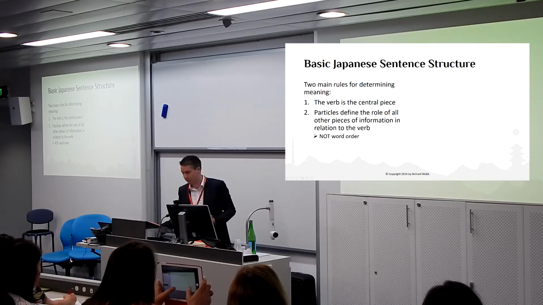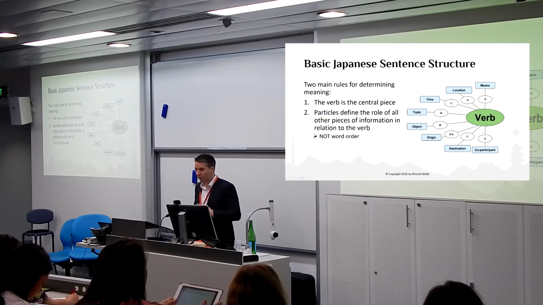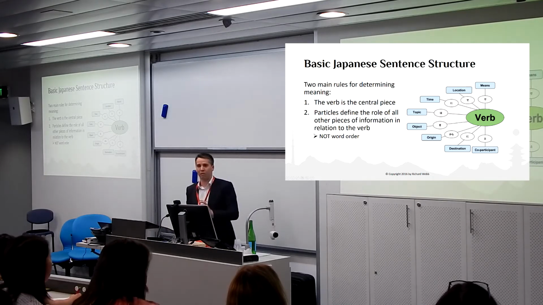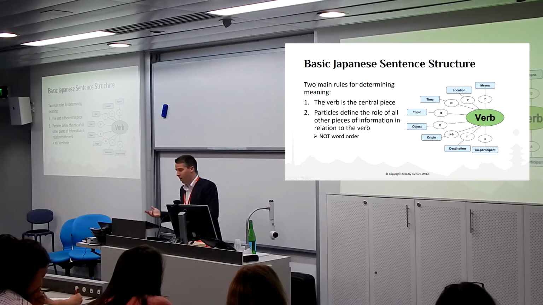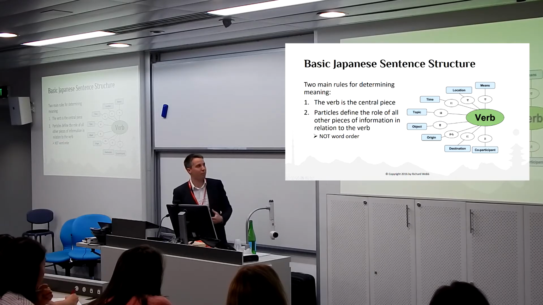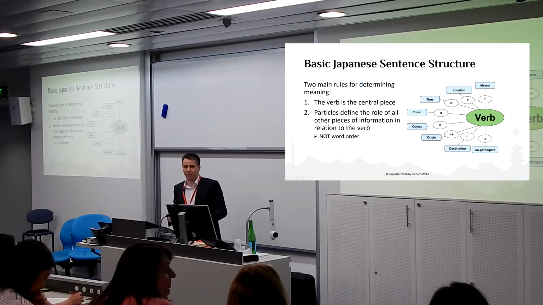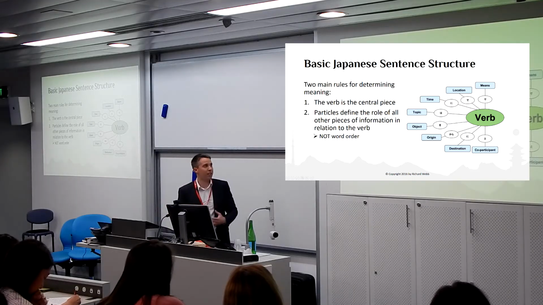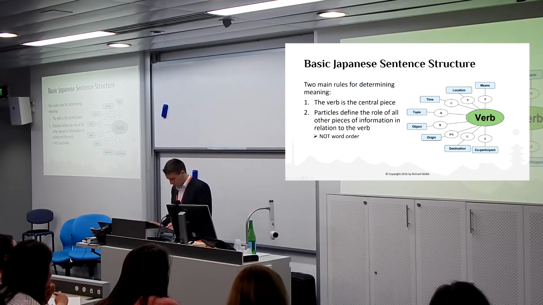So it looks kind of like something like this. You have this verb, and then everything connects to that verb somehow via a particle. Now, there are other things, and I'll get to that later, there are other ones that don't require a particle. But for the most part, the main pieces of information in a sentence, the main things that are involved in any action, any activity, connect to that verb somehow via a particle.